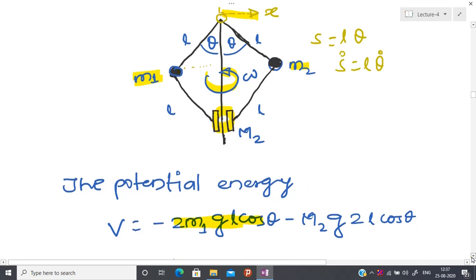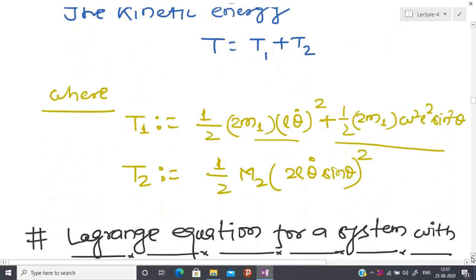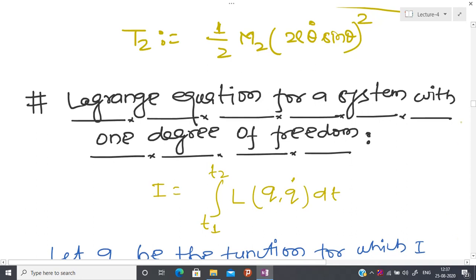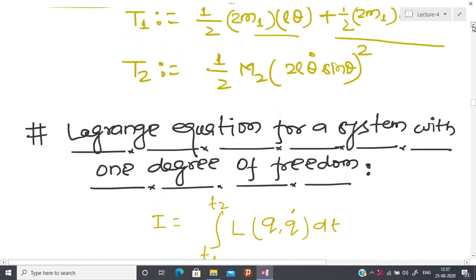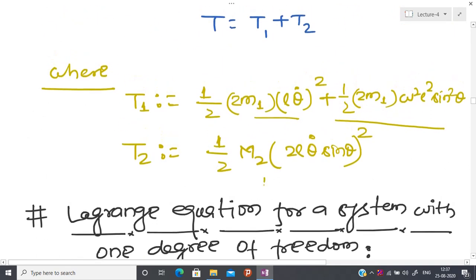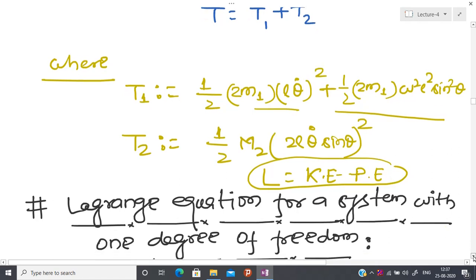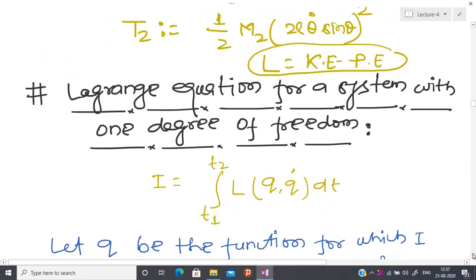And finally I have the Lagrangian. So the Lagrangian I can define like this: L equal to kinetic energy minus potential energy. So in this way I can formulate the Lagrangian for this system. So now at least we are able to understand how to formulate the Lagrangian.